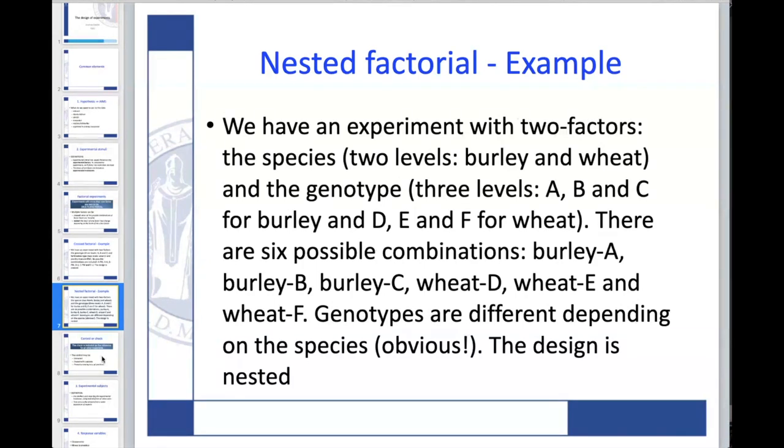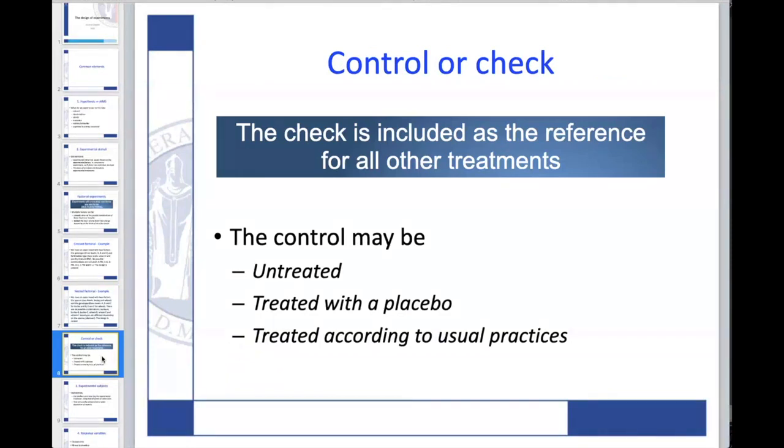So one of the levels can be the so-called control or check. The check is usually included as the reference for all the other treatments. We might have different types of control. The control might be the untreated level, if we have it. Or we could use a control treated with a placebo. This is not really very often done in agriculture. It is mainly done in medicine.